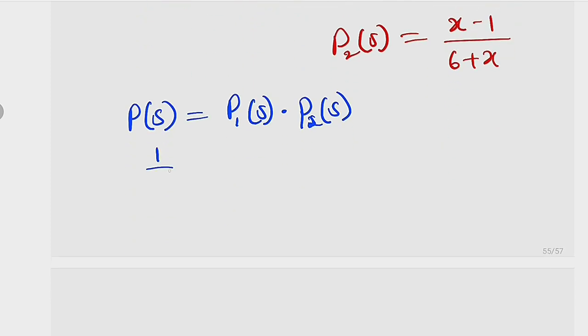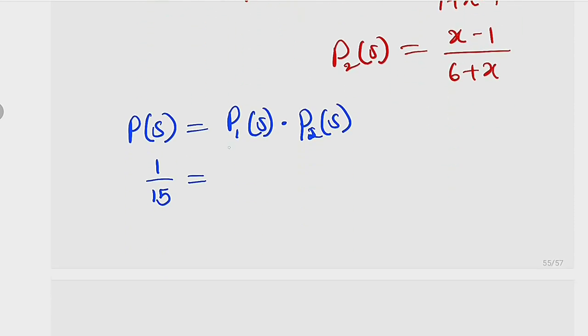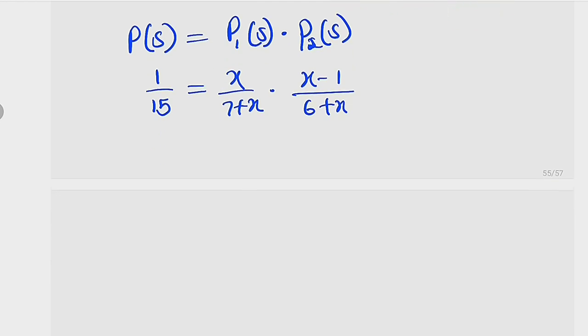So this is 1 divided by 15 according to the question, and the first probability here is X divided by 7 plus X, multiplied by the second, which is X minus 1 divided by 6 plus X. So now let us cross multiply.